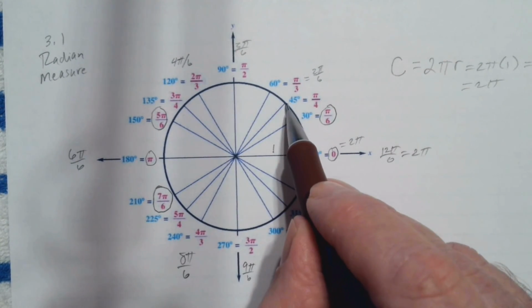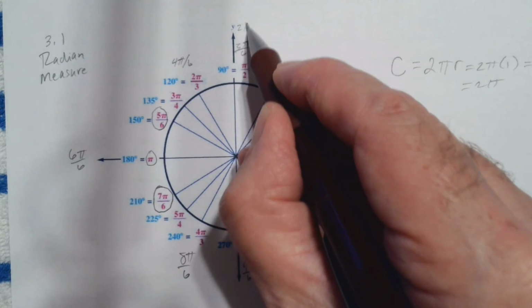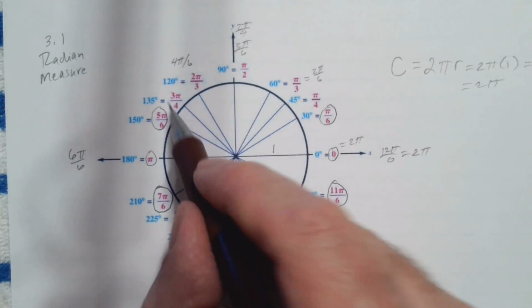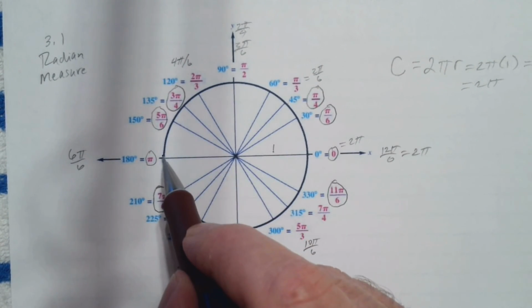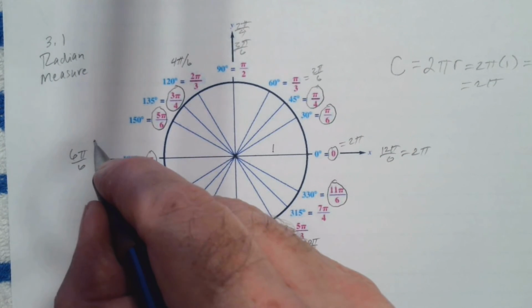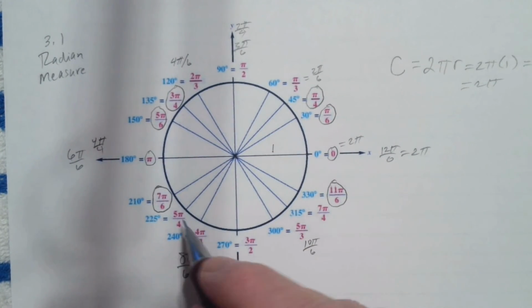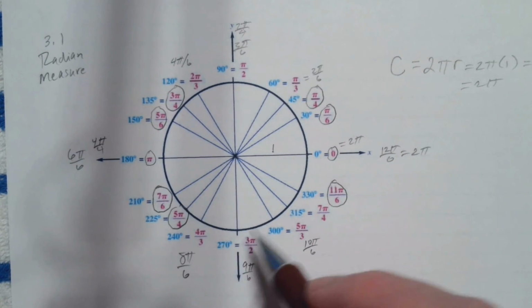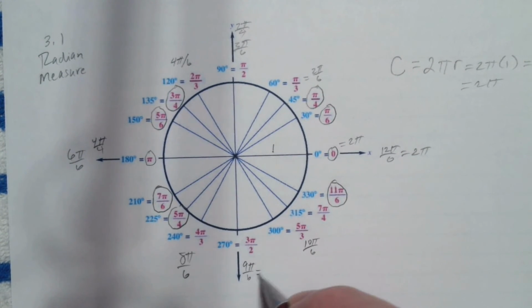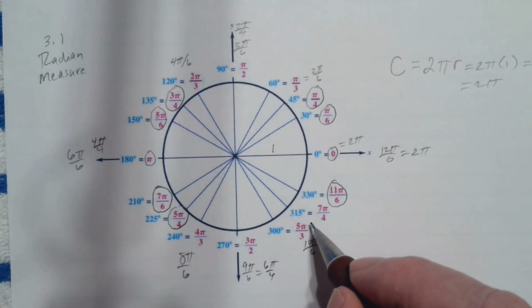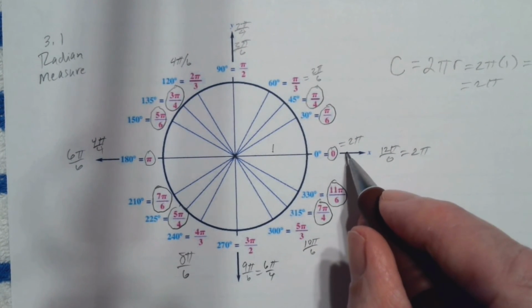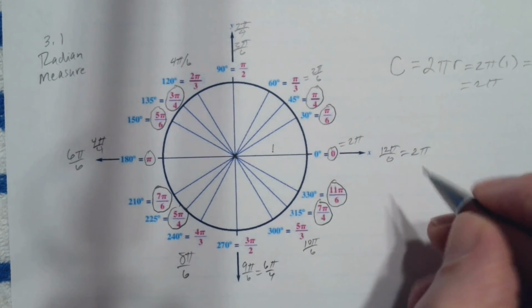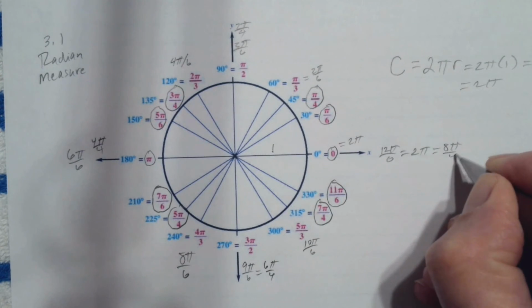So this would be pi over 4, 2 pi over 4, but we would write that as pi over 2, 3 pi over 4. Oops, let me circle the pi over 4 here. Another pi over 4, and we're at 4 pi over 4, which is pi still. Another pi over 4, we're at 5 pi over 4. Another pi over 4, we're at 6 pi over 4, which also reduces to 3 pi over 2. Another pi over 4, we're at 7 pi over 4. Another pi over 4, or another 45 degrees, we're at 8 pi over 4. And again, that is 2 pi.